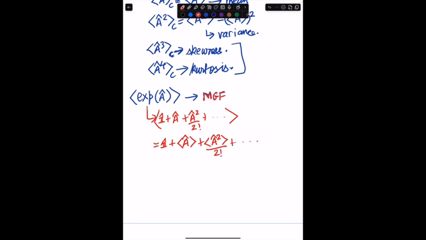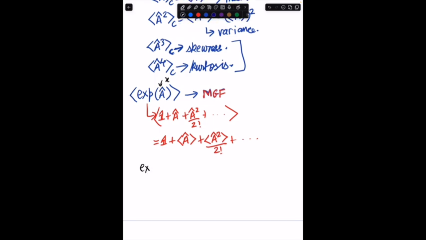This is not the very rigorous definition of a moment generating function, because for a moment generating function, what people will do is introduce some dummy variable into it too, so something like a t or an x. And then, let's say you introduce something like exponential a hat x. What they would get is identity plus a hat x plus a hat square x square upon 2 factorial, and so on.